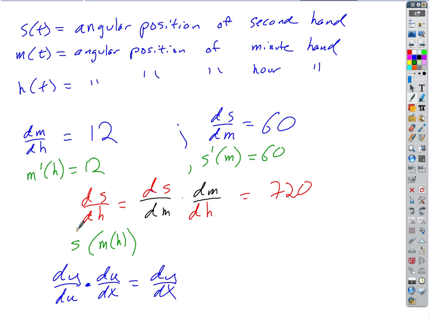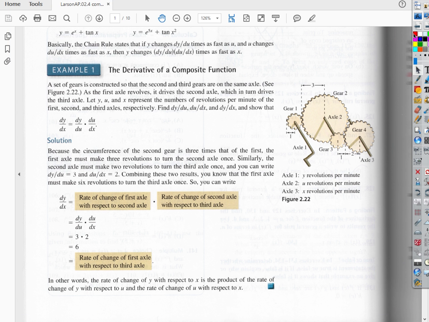Sometimes in textbooks you'll see this notation. If I do that whole thing primed, the derivative of that composition ends up being s prime of m of h times m prime of h. Well, what is s prime of m? S prime of m is 60. M prime of h is 12, and so we get the same 720. The way we more commonly write that, let's just look at our textbook.